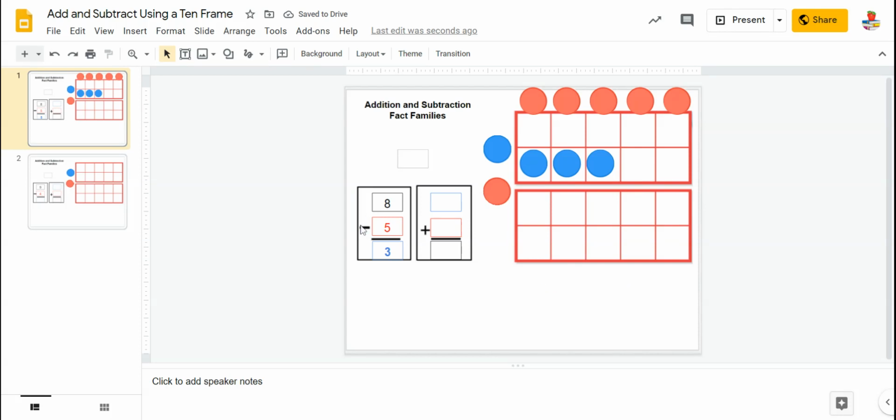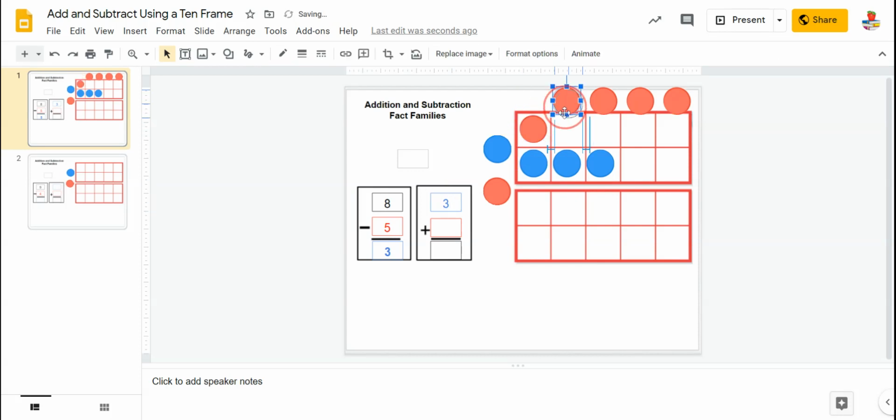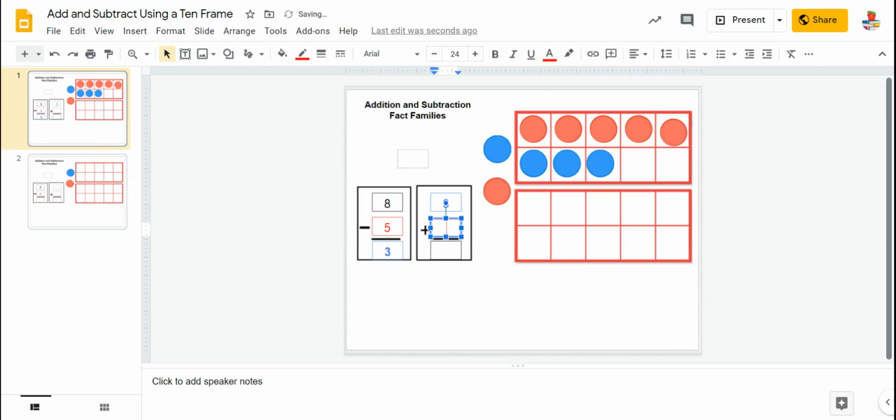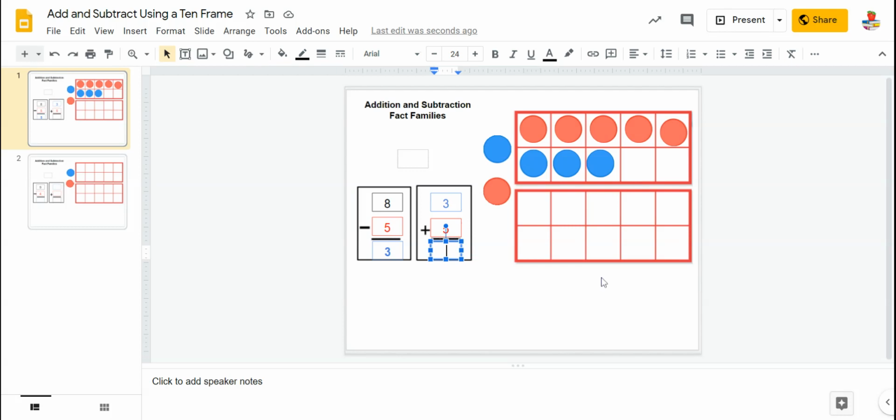So now I'm going to flip it over and do my fact family in addition. I'm going to start off with 3 because this is what I have right here. I have 3 counters. Now it's asking me to add those 5 back. 1, 2, 3, 4, 5. So I'm just simply going to add those 5 back. And now I'm back again to where I started. 5 and 3 make 8, which is where I started right here.